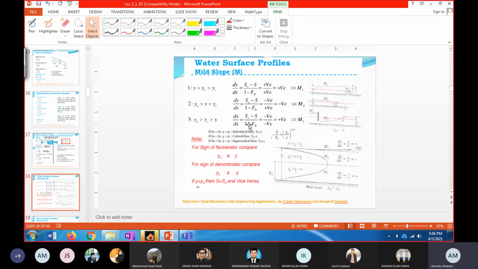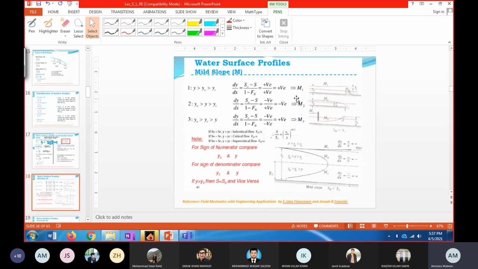Let's check further the surface profile types. For mild slope, when the bed slope is mild, it means that y naught is greater than yc and S naught is less than Sc. So this is mild slope. Just remember the criteria of mild slope. In mild slope, water surface profiles are classified into 3 types: M1, M2, and M3.